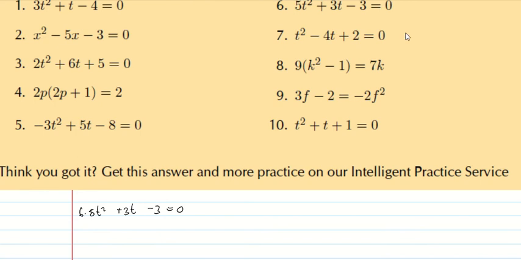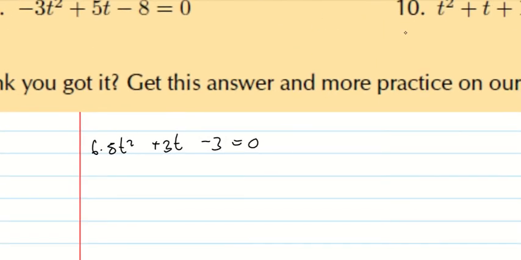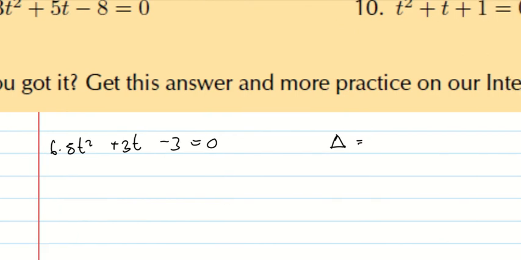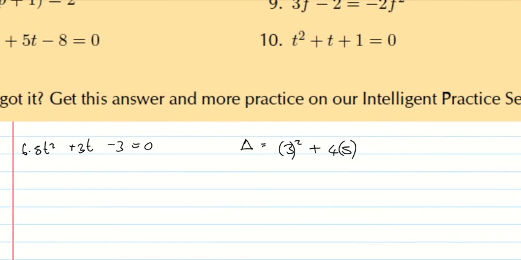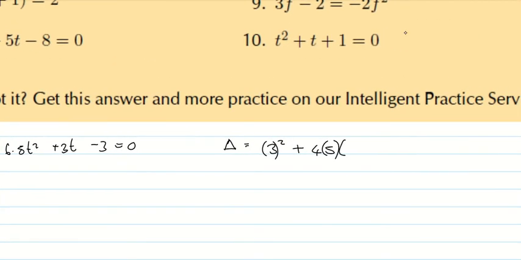So now I've written down my equation, and then I'm going to first check the discriminant, because if the discriminant is negative, there's going to be no solution. So what is my b value here? My b value is 3, so I say 3 squared plus 4 times a, which is 5, and then my c is negative 3. I can simply substitute it into a calculator.